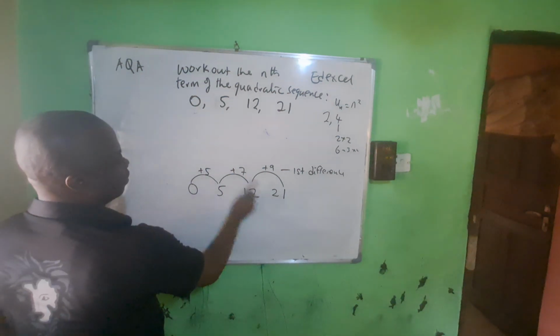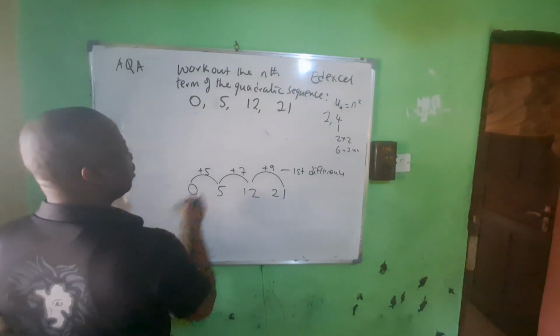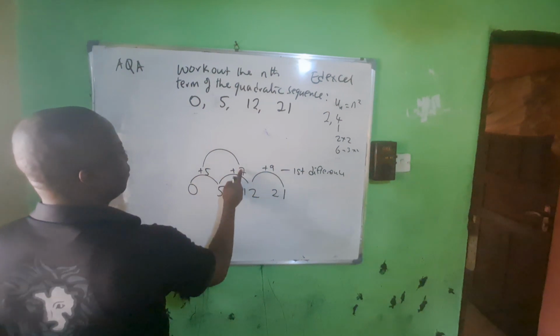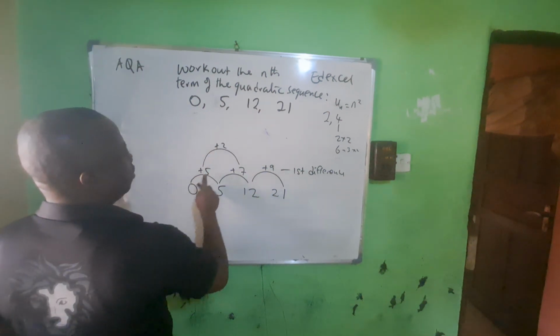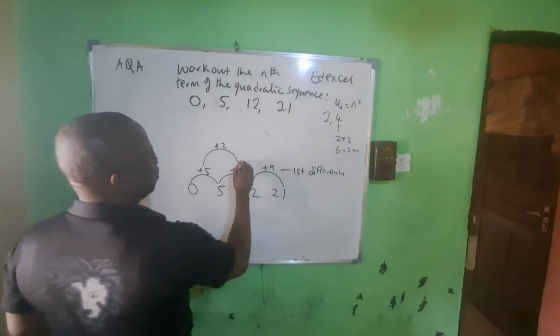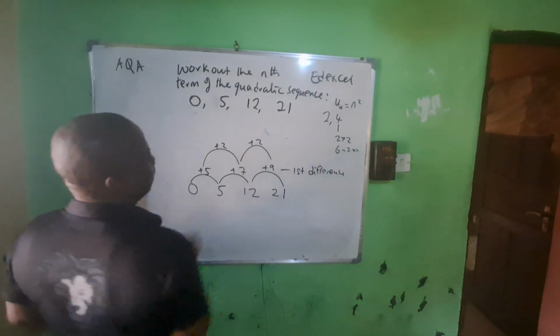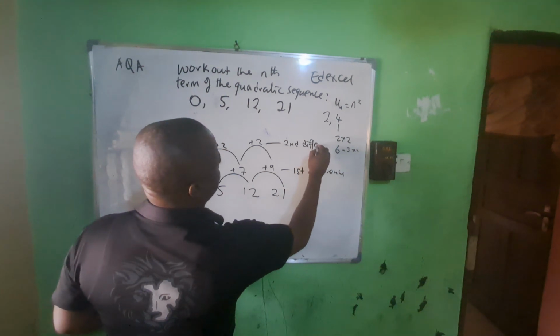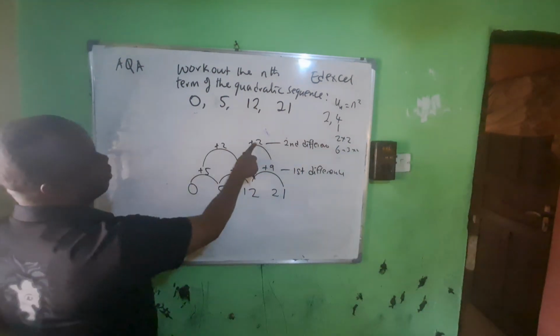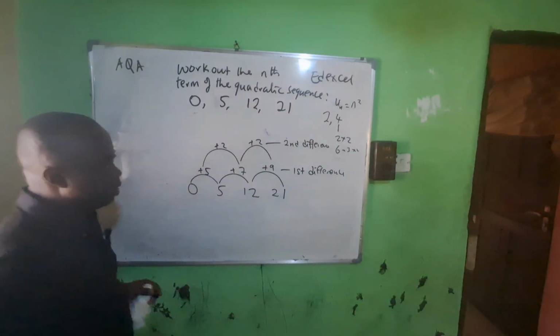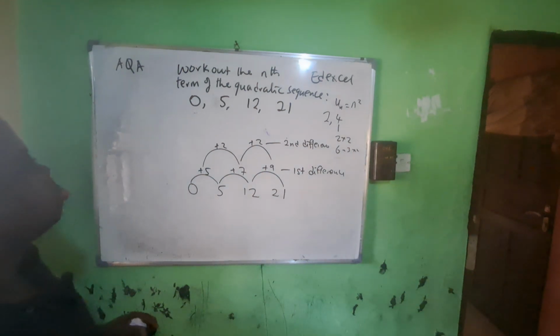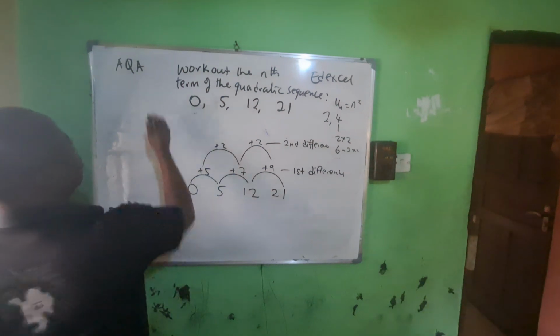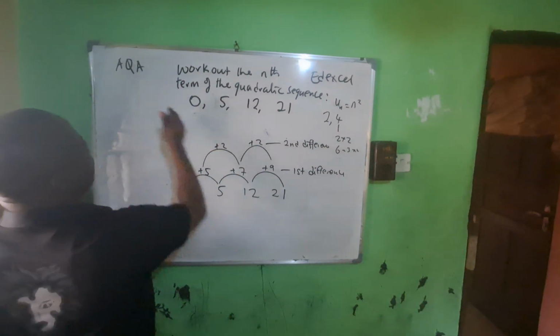12 minus 5 is 7. 21 minus 12 is 9. Now, the second difference is 7 minus 5, which is 2. If I add 2 here, I will get to 9. So you see, this is the second difference. Because the second difference is 2, it is a quadratic sequence. Now let's call this sequence u subscript n.